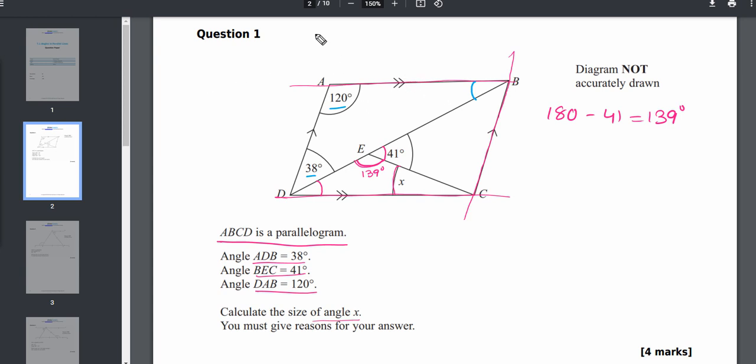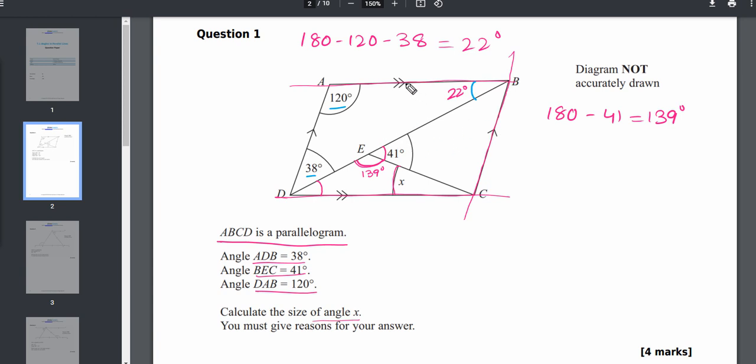So it will be like this: 180 minus 120 minus 38. So 180 minus 120 will be equal to 60, and 60 minus 38 would be equal to 22. So this angle over here will become equal to 22 degrees.